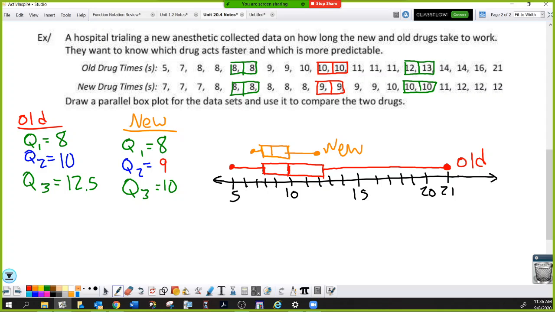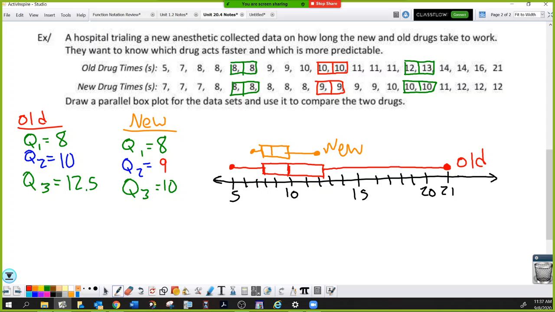But if you look at the new one, its median is at 9. Its maximum is at 12. So 50% of its data is between 9 and 12. So I would say that even though the old one has the chance of acting faster, the new one is generally the faster acting drug. I would argue that.